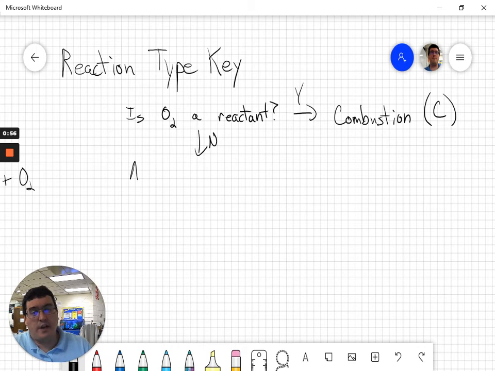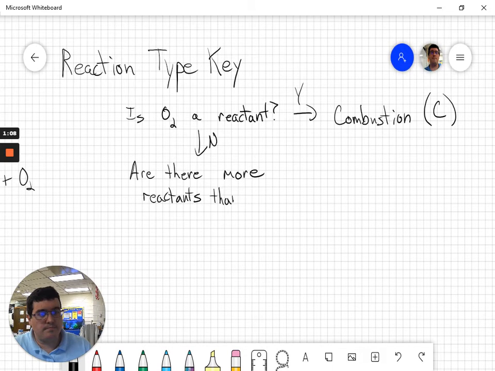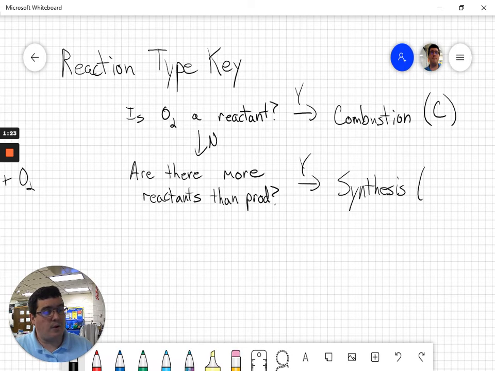And you ask, are there more reactants than products? I'm going to abbreviate product there. If there are more reactants than products, then what you have is a synthesis reaction. And that is abbreviated with a capital S.